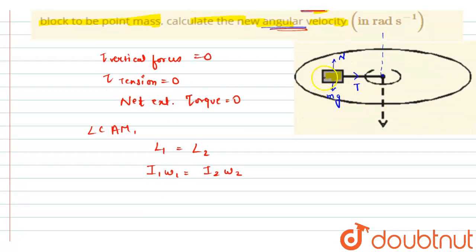Now if I take the mass of this block to be m, which we have to consider as a point mass, I can write the value of I1. The value of I1 will be equal to m into r1 square, where r1 is the radius of the circle initially, into omega 1, will be equal to m into r2 square, the new radius when the cord was pulled, multiplied by omega 2.